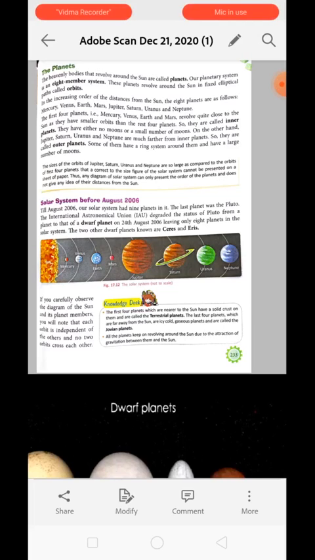The time taken to complete one round around the sun is called its period of revolution. As the distance of the planet from the sun increases, the period of revolution will also increase. If the orbit is short and the planet is closer to the sun, obviously the period of revolution will be shorter.